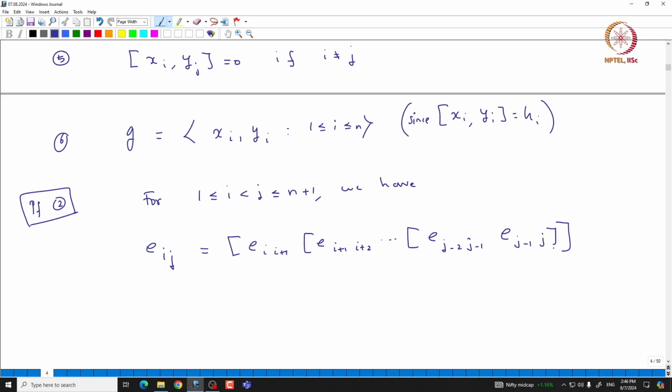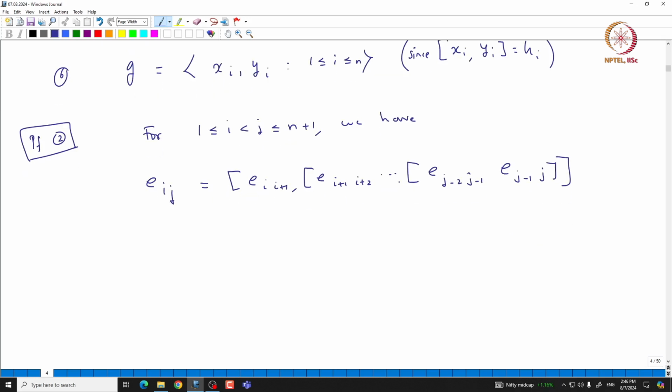One can use induction to prove this. Basically, if we take this right normed bracket, these words are called right normed brackets, formed of course in this order: E_{i,i+1}, E_{i+1,i+2}, and so on up to E_{j-1,j}. If you take the successive brackets in this order, then you get this E_ij.